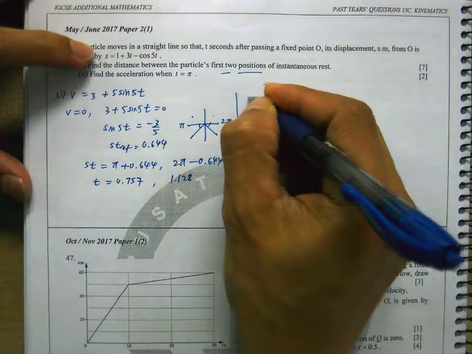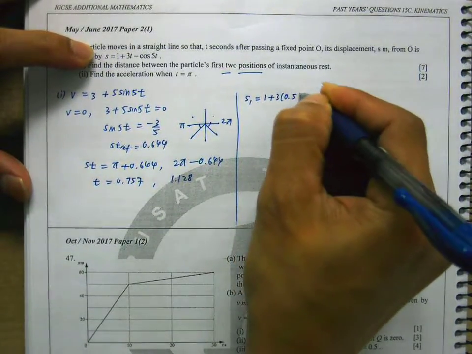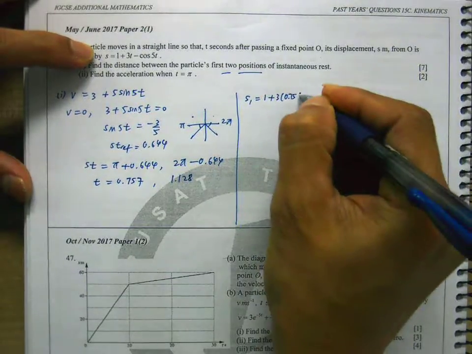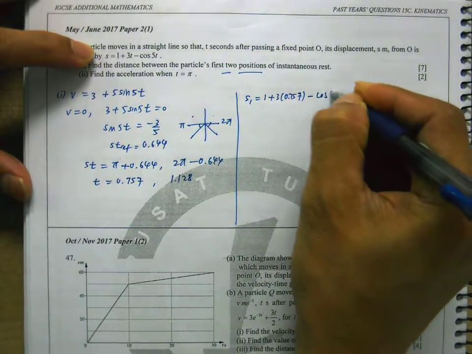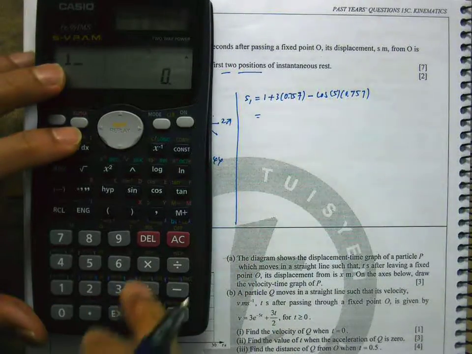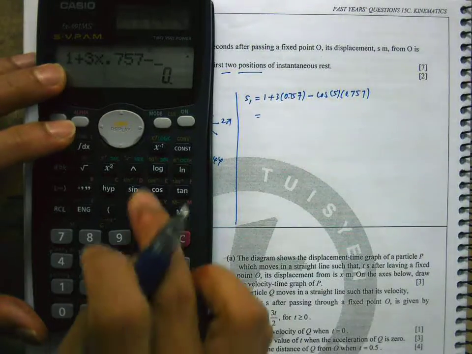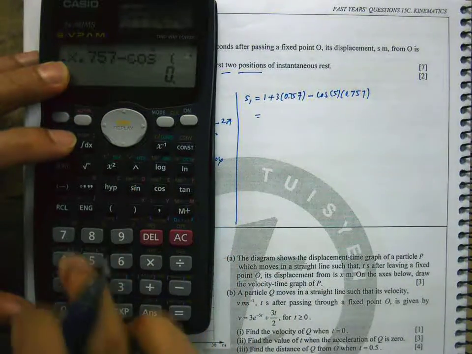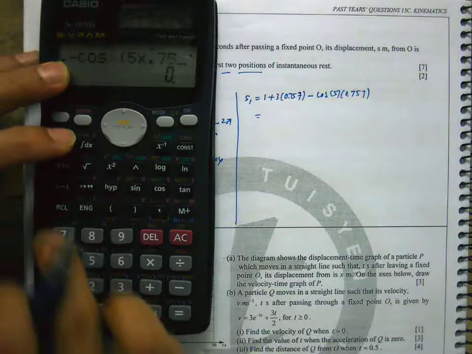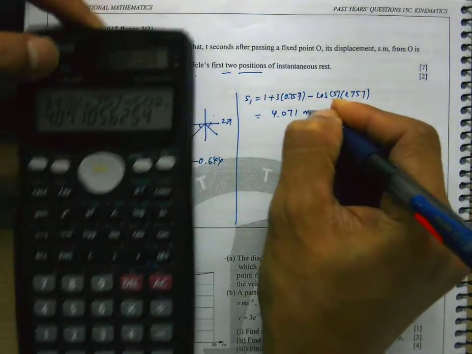So my first displacement, I call it S1. 1 plus 3 times 0.757, and then minus cos 5 times 0.757. Okay, calculator in radian mode, remember that. 1 plus 3 times 0.757 minus cos of 5 times 0.757. Okay, I got 4.071. Use more decimal places.